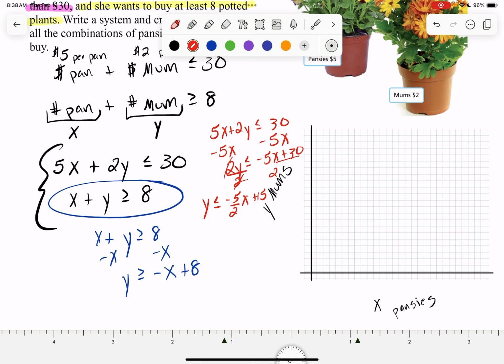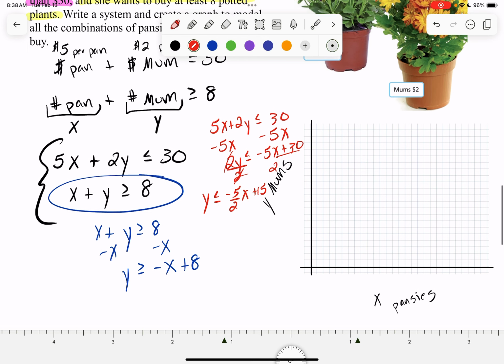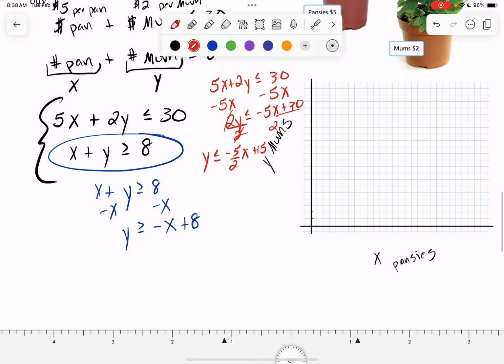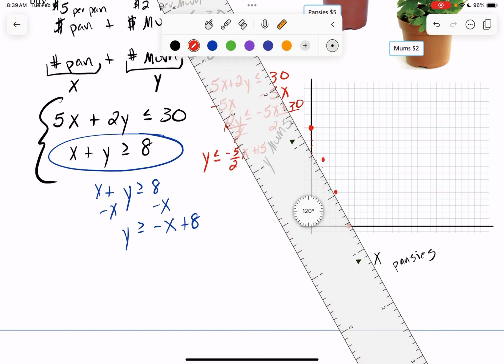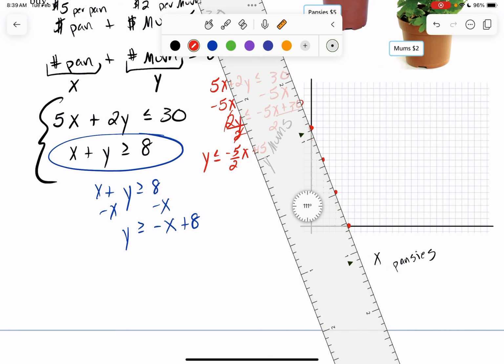Okay, so here we have a y-intercept of 8 and a y-intercept of 15. So I can probably count by ones, I think. 1, 2, 3, 4, 5, 6, 7, 8, 9, 10, 11, 12, 13, 14, 15. Sure can. There's my y-intercept of 15. Down 5, over 2. Down 5, over 2. Down 5, over 2. Okay, grab my ruler. Draw it in. This is equal to, so that one could be solid.